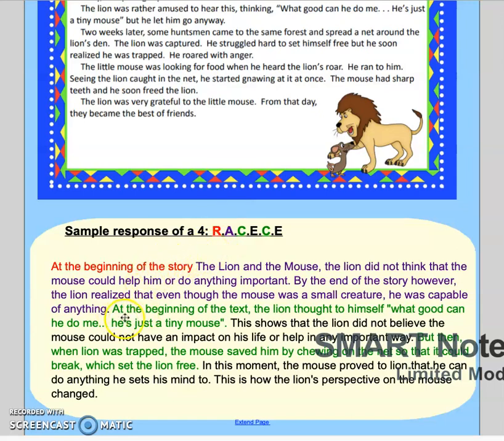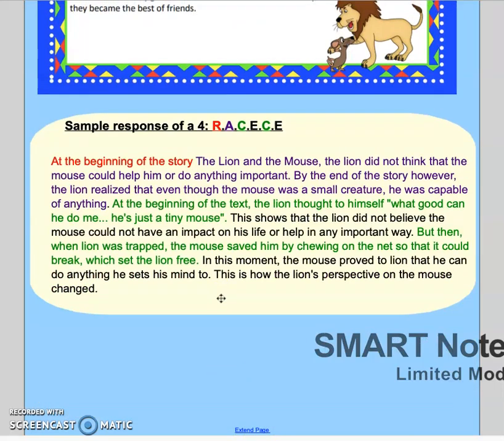Now let's get to the citing or the text evidence. See how it's green? At the beginning of the text, the lion thought to himself, "What good can he do me? He's just a tiny mouse." Now I'll get to the E, explanation. This shows that the lion did not believe the mouse could have an impact on his life or help in any important way.